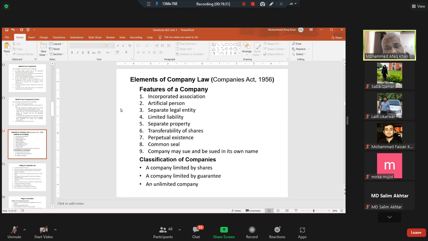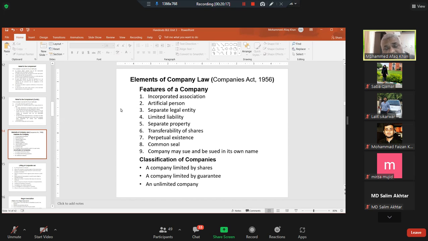Then perpetual existence. Once a company is formed, it lives for all times, unless it is dissolved under the law, under the Companies Act. On the winding up, the company may come to an end. Otherwise, the company may live on for years together. If the members retire, if the members die, still the company will live on. It will still exist. The members may change hands.